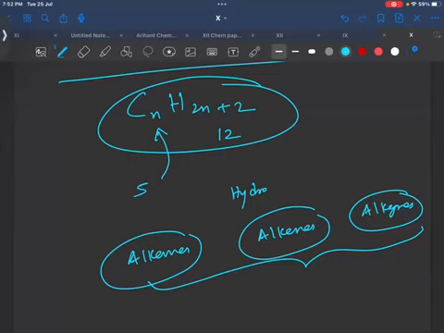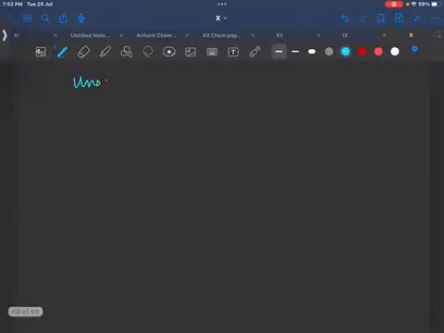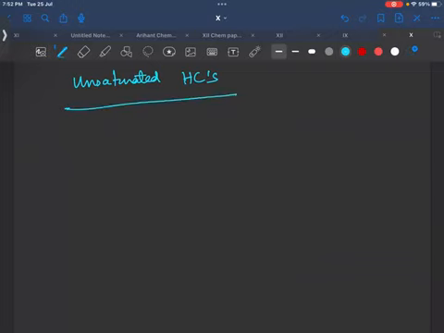So then write down unsaturated hydrocarbons. Unsaturated hydrocarbons. What happens in unsaturated hydrocarbons? Obviously there can be single bonds, but okay. Before going there, there are two types of unsaturated hydrocarbons, so let's choose one type, that is, alkenes. The other type is alkynes, okay?